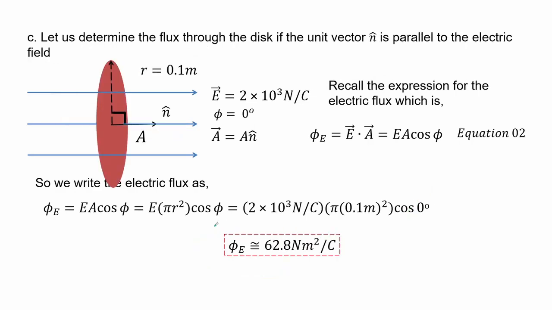For letter C, let us determine the flux through the disk if the unit vector n-hat is parallel to the electric field. Now we see from the figure the disk is lying perpendicular to the field when the area vector n-hat is lying parallel to the field. This results in cosine 0 equal to 1, which gives a maximum flux value, and it is about 63 newton meters squared per coulomb.